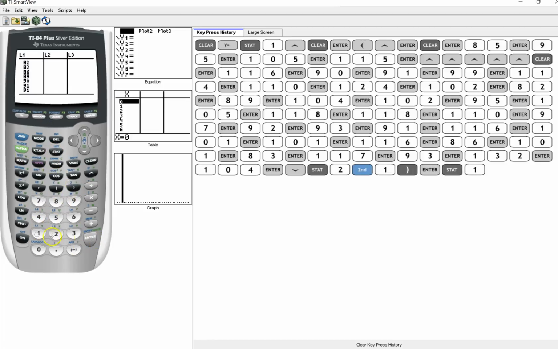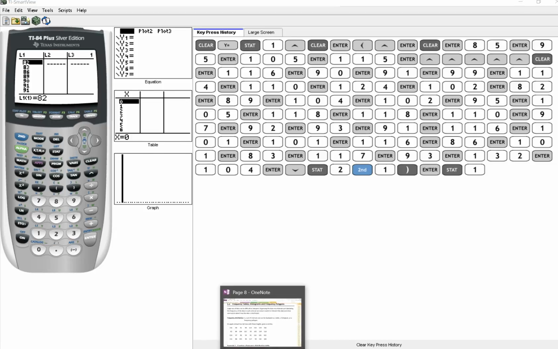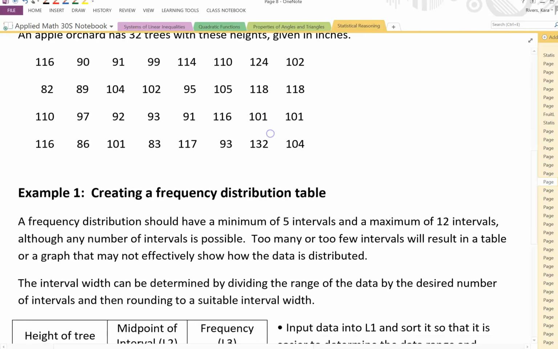Now if I go back in, the reason why I am doing that is because we're going to be creating intervals. We're not going to use every single piece of data, okay, because this is a large set of data. We're going to group the data. Now how you group the data, you have a little bit of leeway here. I'm going to show you one way to group this data.